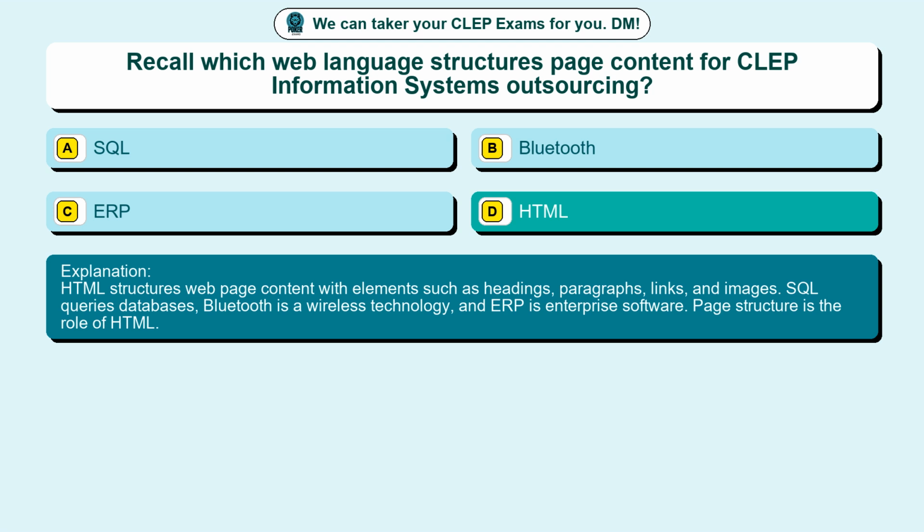HTML structures web page content with elements such as headings, paragraphs, links, and images. SQL queries databases. Bluetooth is a wireless technology and ERP is enterprise software. Page structure is the role of HTML.